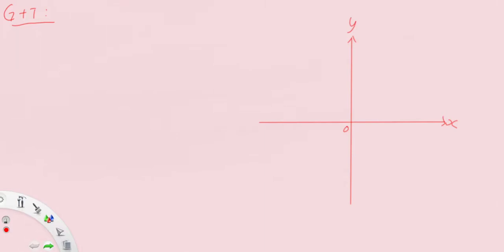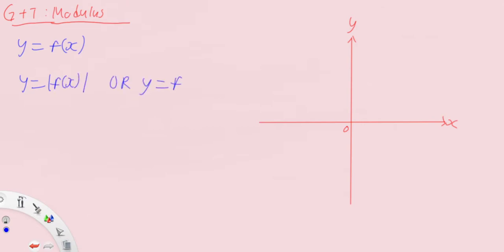Hey everyone, continuing with our graphs and transformations, we have modulus graphs. It's a fairly simple idea to understand, so let's just begin with it. So we have y equals f(x) as per usual, but there are two different types of modulus that you'll be required to sketch. Either y equals mod f(x) or y equals f(mod x). As you notice, for y equals f(mod x), our input is now mod x.